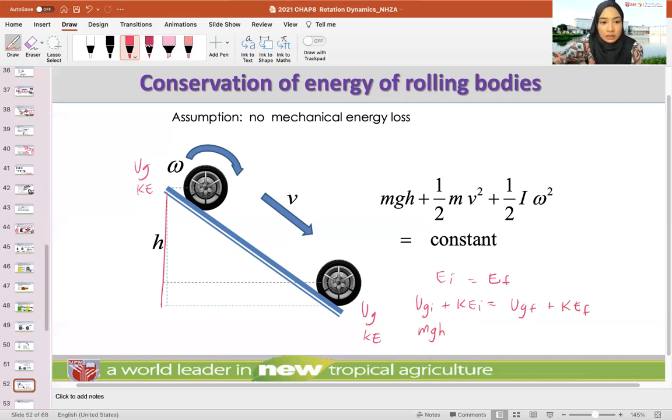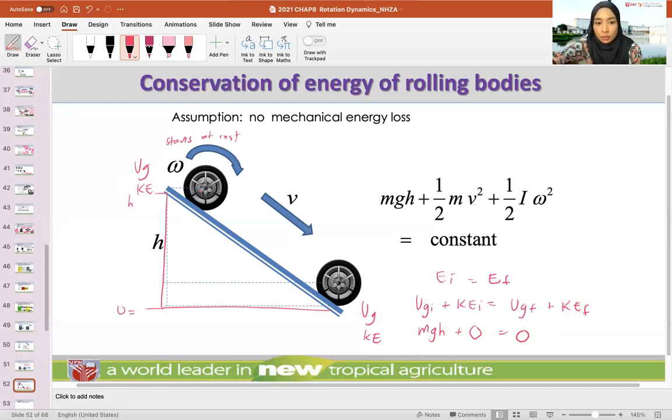And since this guy starts at rest, I'm assuming that, dia tak cakap pun, tapi saya nak memudahkan hidup saya, cakap dia starts at rest. Therefore, we know that our KEI is equal to 0. So when it reaches this end, the H is now equal to 0. This is 0 and this is H. Therefore, your UGF is now equal to 0. But you have some KEF over here.